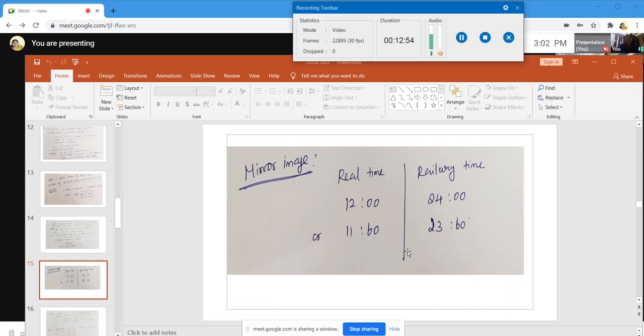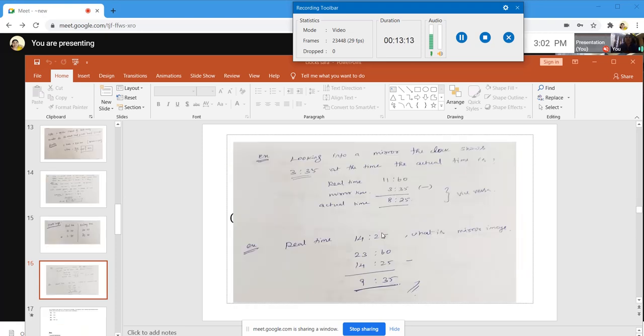And they will be asking another thing also. Real time and railway time: we must know that real time we know is 12 and railway time is 24. For calculation, 12 can be written as 11:60 minutes, and 24 can be written as 23:60 minutes. Okay, we can see a problem now.